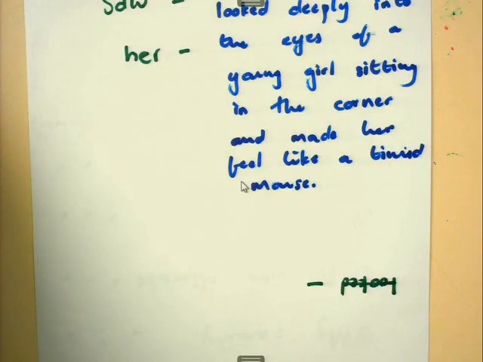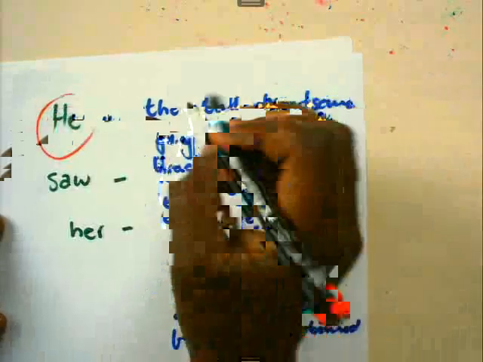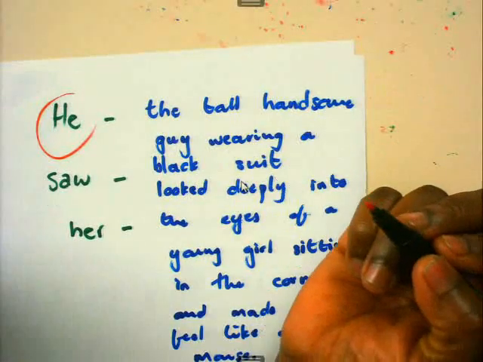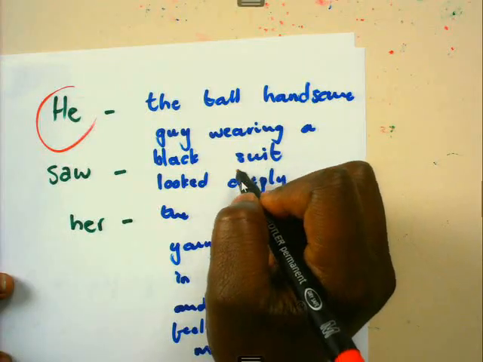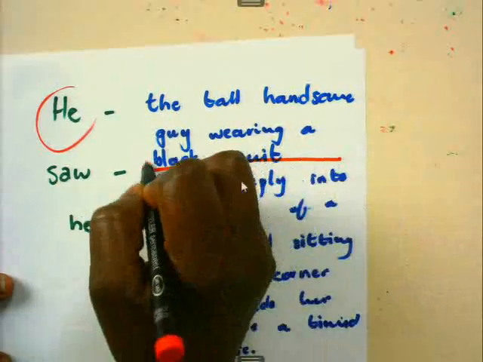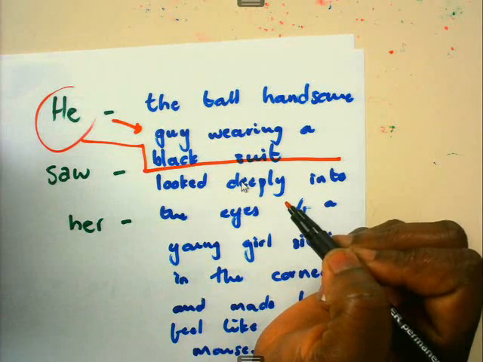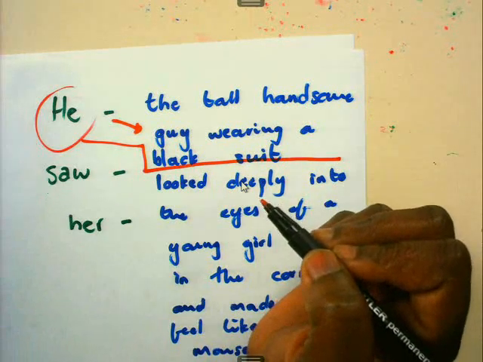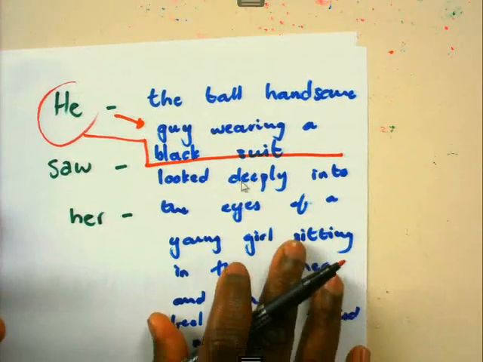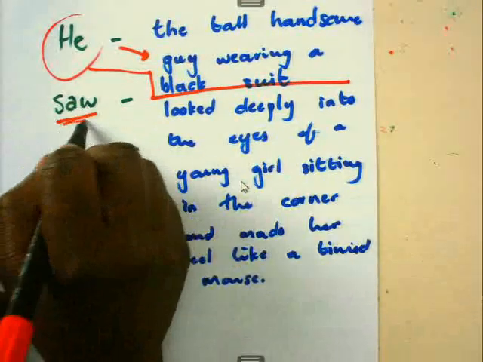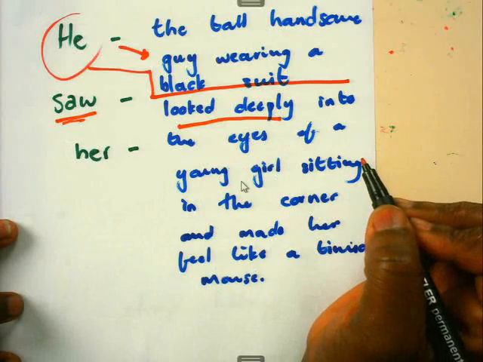Okay, "he saw her." Let's quickly look at this. Now you could have come up with anything, but I tried to come up with something very plain. The tall, handsome guy wearing a black suit, all that would be referring to "he." Now, can you see that you have already given me a picture of who this "he" character is, what he was wearing, and what he looked like? So instead of just saying "saw," you say "looked deeply into the eyes of."